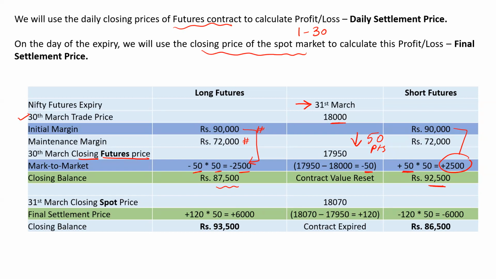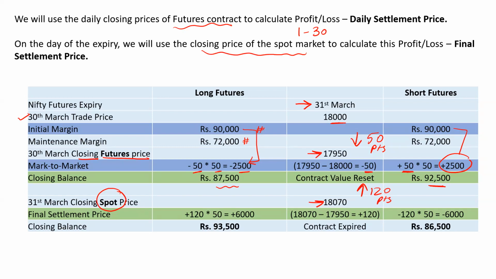On 31st of March, when we are going to do this calculation, instead of taking the closing futures prices, we are going to take the closing spot price. So because the futures contract is going to expire on this day, to do the final calculation, we are going to take the 31st March closing spot prices. So let's say the spot market is closing at 18,070. So yesterday the market has closed at 17,950. Today it has gone up by 120 points.